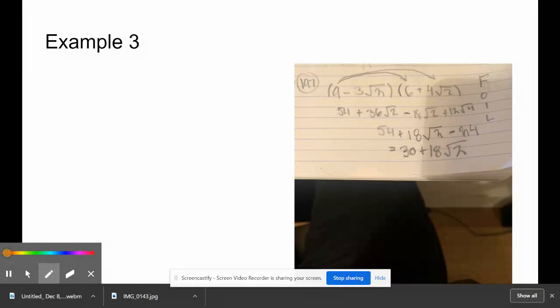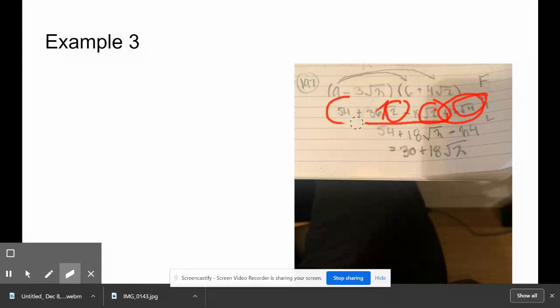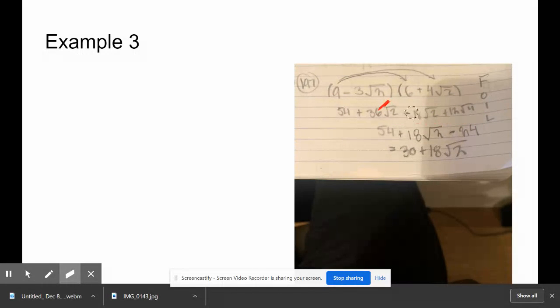What we learned from our very first example is that these are like terms because of our root 2 over here, right? So that means that we can combine these. However, there's nothing else in this equation that we can combine. This doesn't have a root 4. This has a root 4, so it cannot be combined with the 54. So we're only left to combine the middle ones, which gives us 54 plus 18 root 2 minus 24.